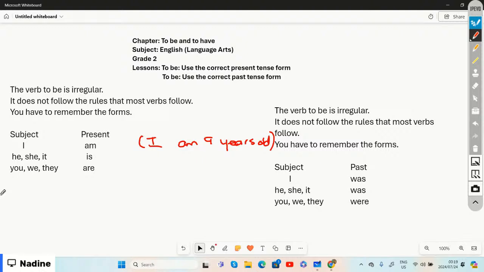All right, so we can either say he is, she is, or we can say it is, right? And we follow in the dots. Then we have you are, we are, they are.